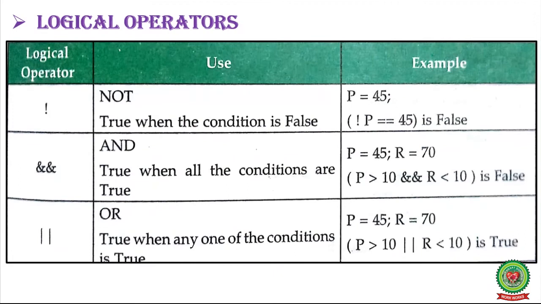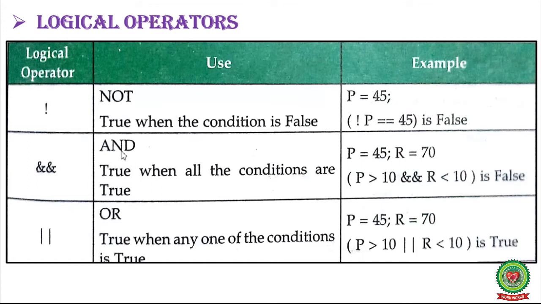Next topic is logical operators. Logical operators are of 3 types: logical not, logical and, logical or. Logical not gives true when the condition is false. Means if P equals 45, not of P double equals 45, the answer is false.